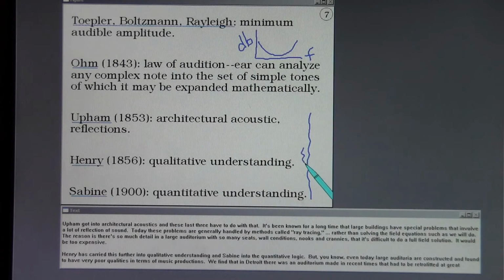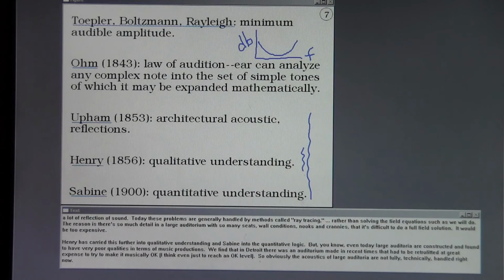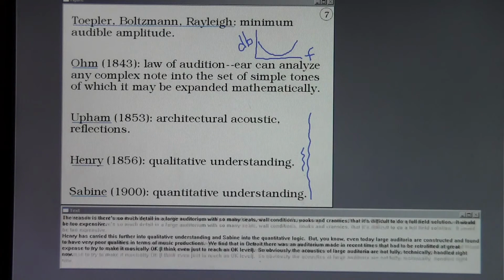Henry has carried this further into qualitative understanding, and Sabine into the quantitative logic. But, you know, even today, large auditoria are constructed and found to have very poor qualities in terms of music productions. We find that in Detroit there was an auditorium made in recent times that had to be retrofitted at great expense to try to make it musically okay. Yeah, I think even just to reach an okay level. So obviously the acoustics of large auditoria are not fully technically handled right now.